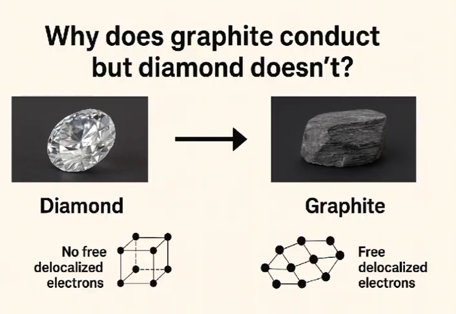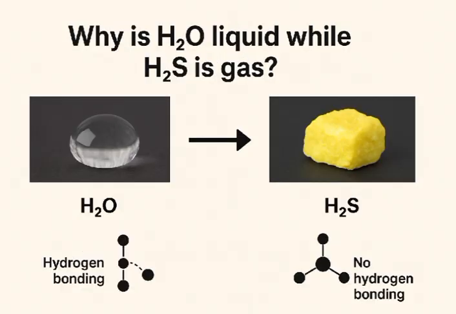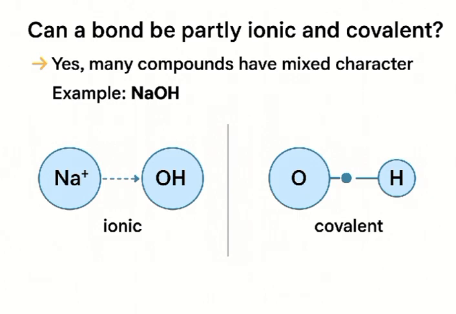3. Why is H2O liquid while H2S is gas? Hydrogen bonding in H2O makes it boil higher. 4. Can a bond be partly ionic and covalent? Yes, NaOH has an ionic Na-OH bond but a covalent O-H bond. 5. Which bond is stronger, ionic or covalent? Both are strong inside molecules, but ionic lattices break differently, brittle.